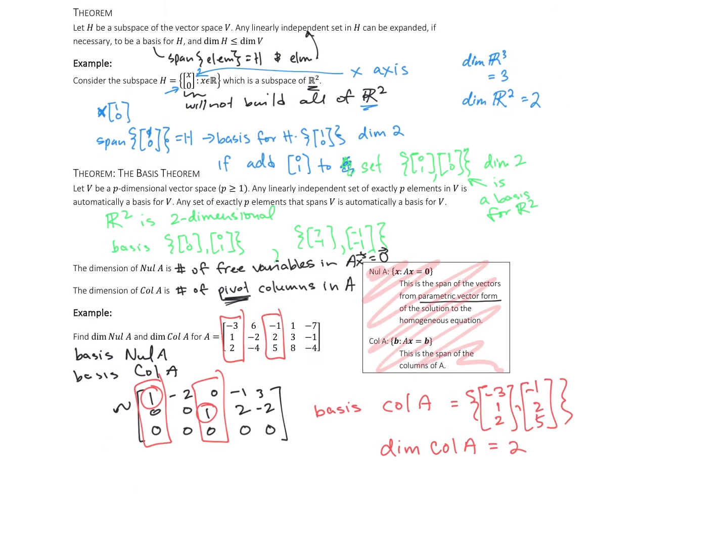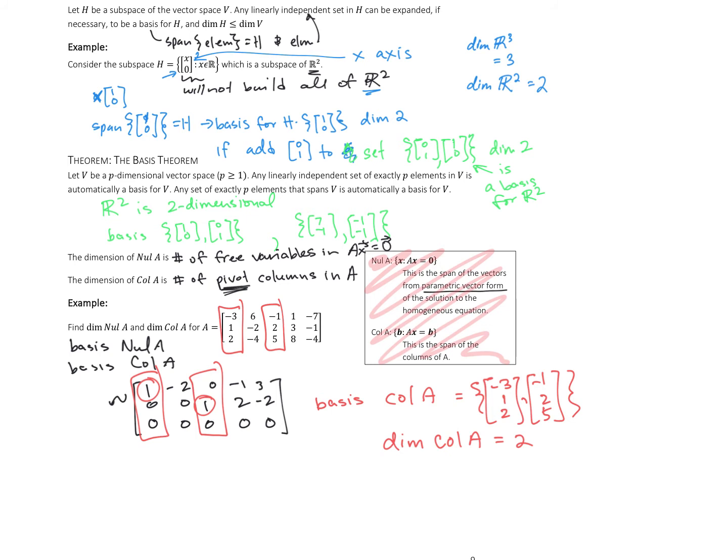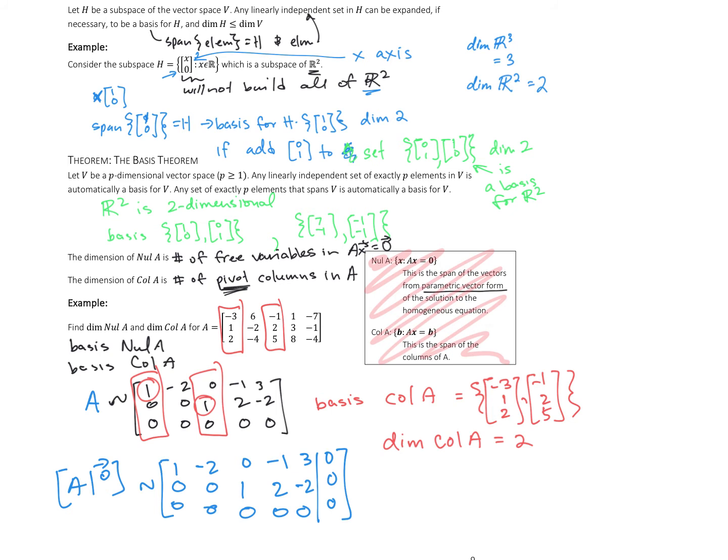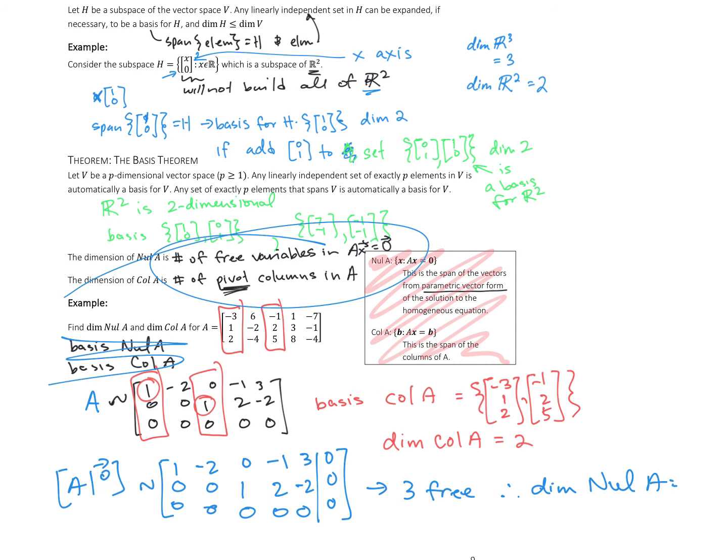Ta-da! Now, we've already done most of the hard work we need in order to figure out the null space of A. If I take A and augment it with the 0 vector, then we get this exact same matrix, but I have zeros over here. And what this tells us is that I have 3 free variables. So I guess we didn't really need the basis of the column space. We just needed to figure out where the free variables and the pivot columns were. So I have 3 free variables. Therefore, the dimension of the null space of A is 3.